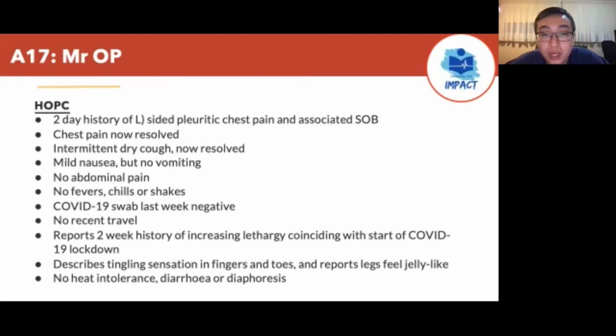And he gives you a history, so a 2-week history of increasing lethargy coinciding with the start of the COVID-19 lockdown. He also describes these tingling sensations in the fingers and toes and reports legs feeling jelly-like, patient's own words. There's also no heat intolerance, diarrhea, or diaphoresis to suggest a thyroid issue. What do we think? Any thoughts as to what this could be?